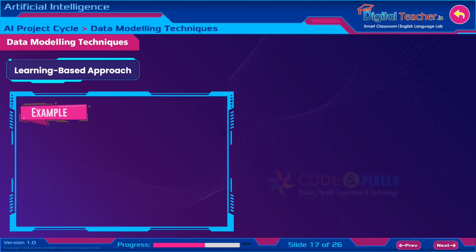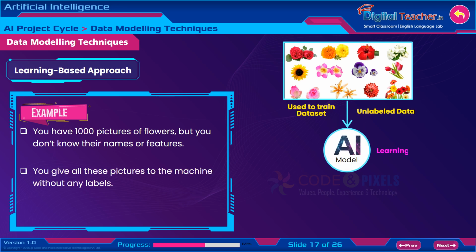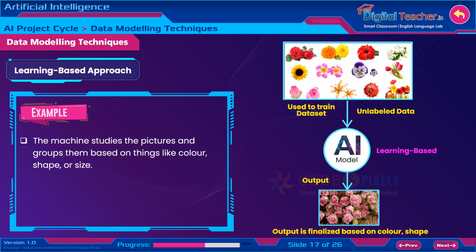Example: You have 1000 pictures of flowers, but you don't know their names or features. You give all these pictures to the machine without any labels. The machine studies the pictures and groups them based on things like color, shape, or size. Sometimes, it may even group them in ways we didn't think of.